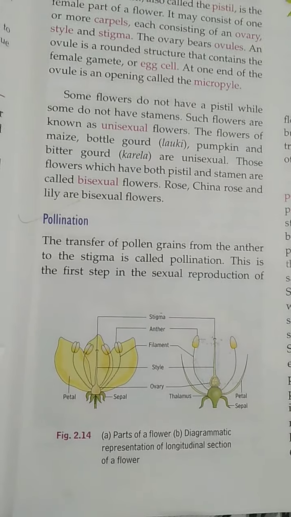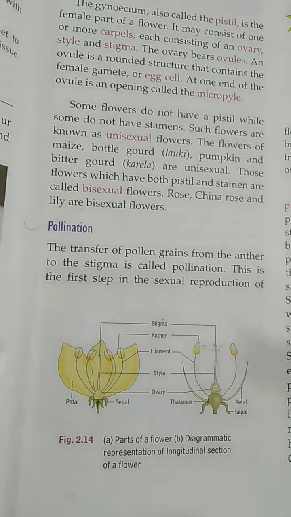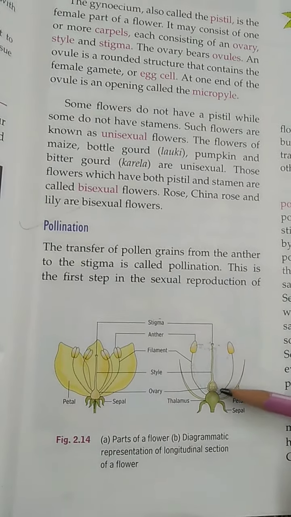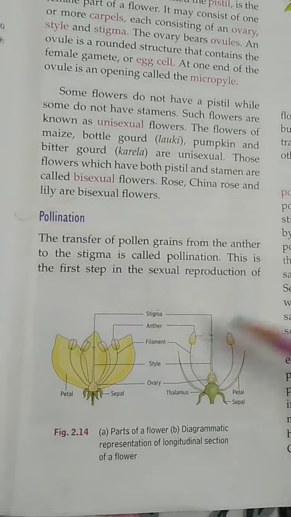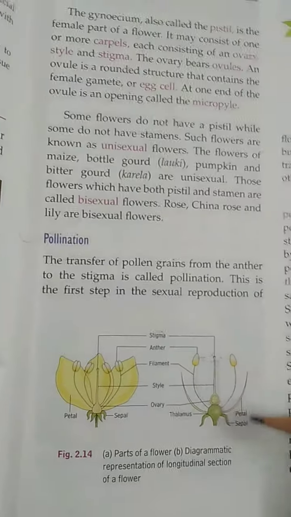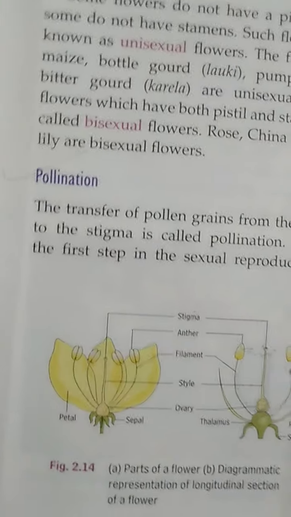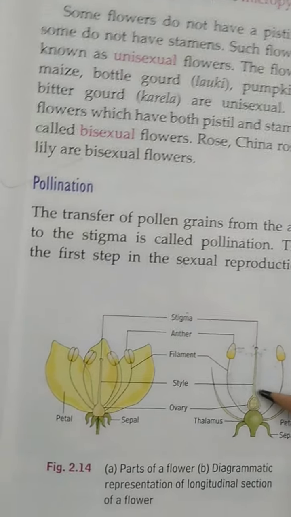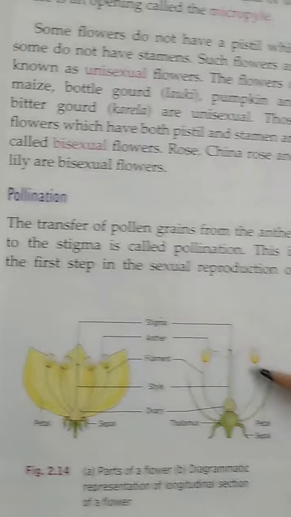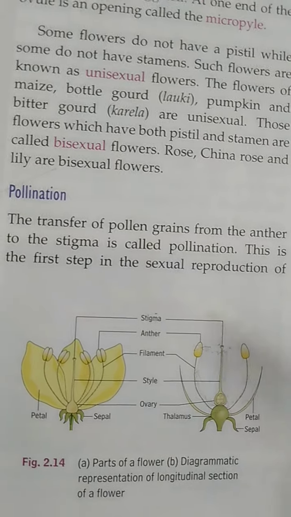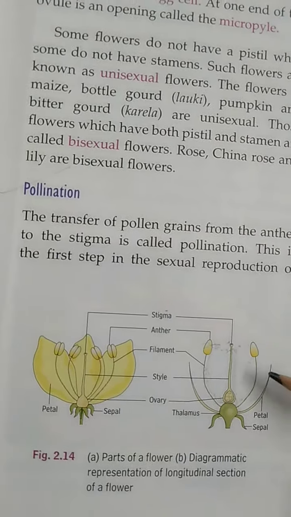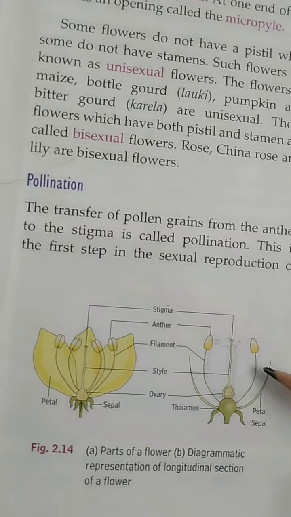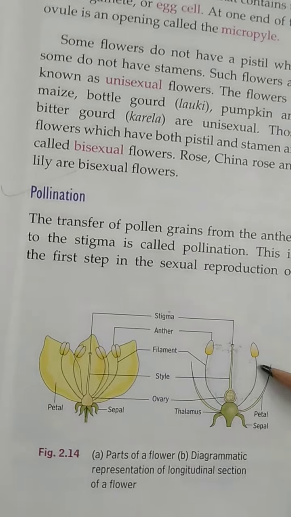Now students, some flowers do not have a pistil part, meaning they do not have a female reproductive part, and we have some flowers which do not have the male reproductive part. So such flowers which have only one reproductive part are known as unisexual flowers, and examples of these flowers are maize, bottle gourd, pumpkin and bitter gourd.